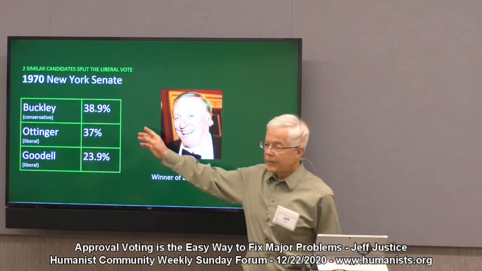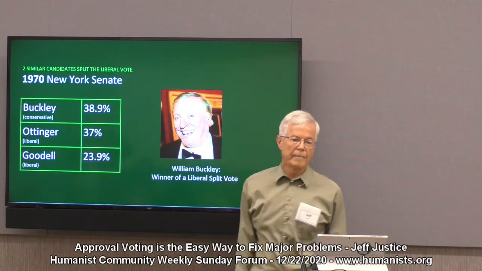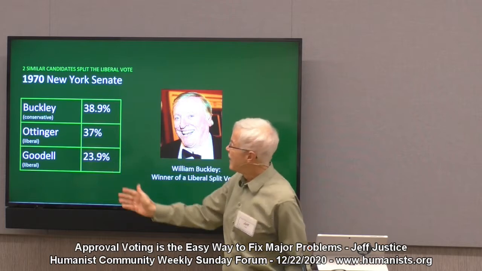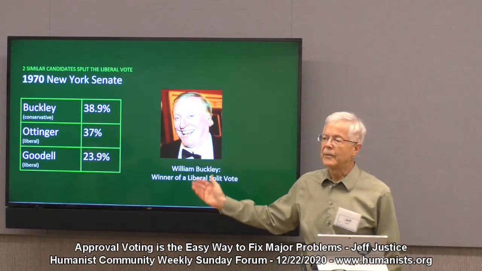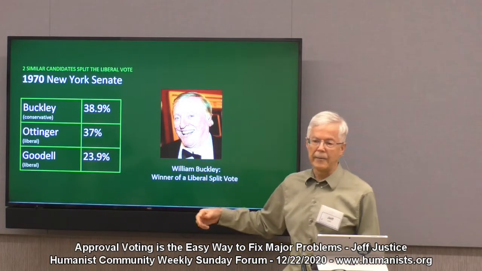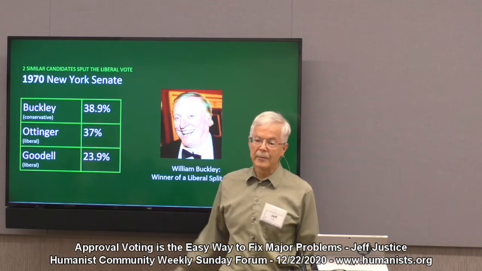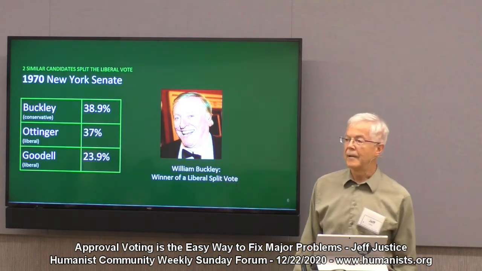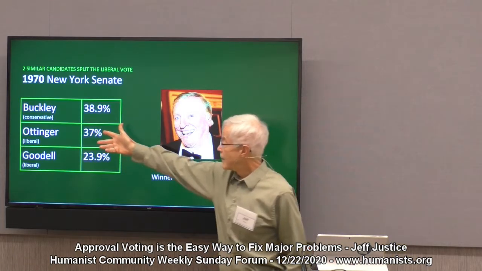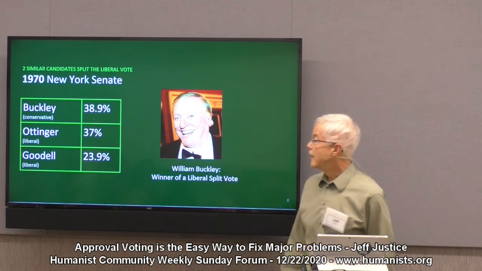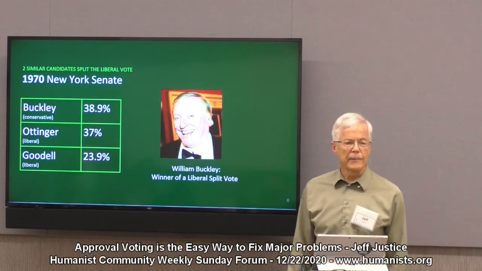Okay. This is a really classic vote split. New York State in 1970, it was pretty much the same politics it is now. It's a liberal state. And yet 2 liberals decided to run for the Senate office. And they ended up splitting the liberal vote and gave the win to Buckley. What was his first name?